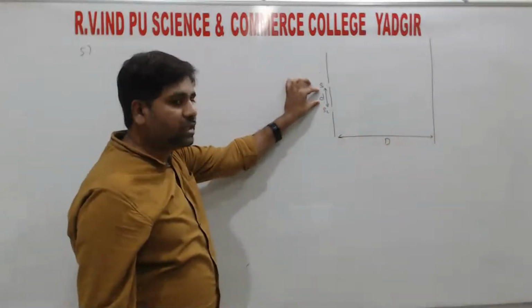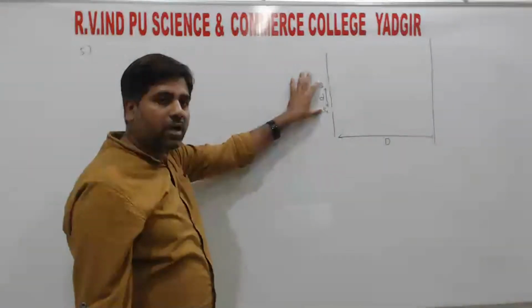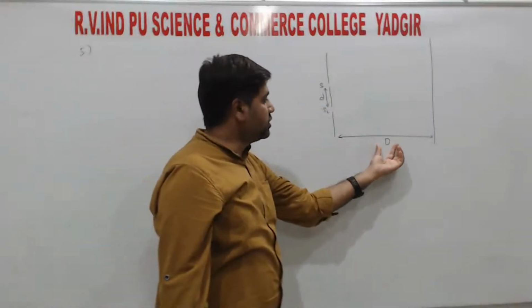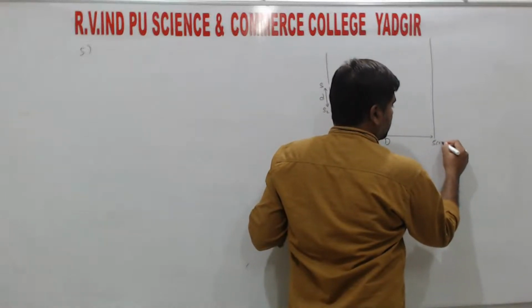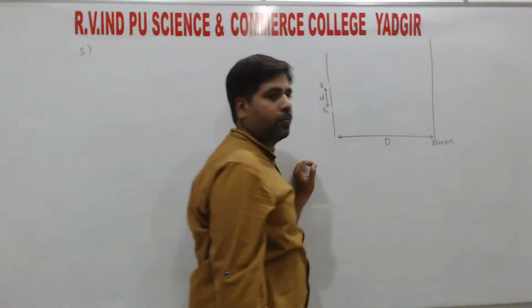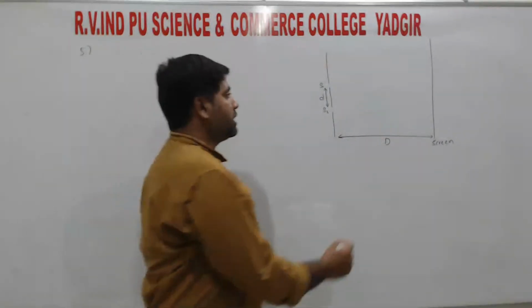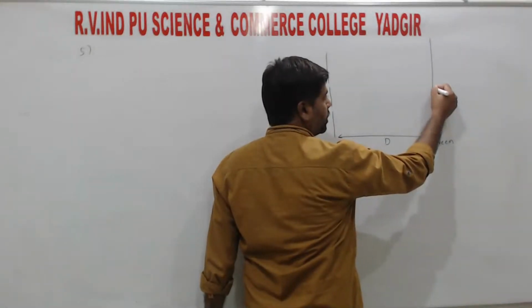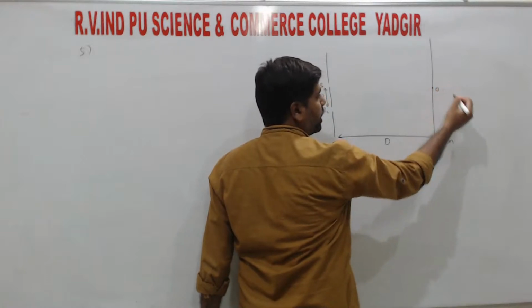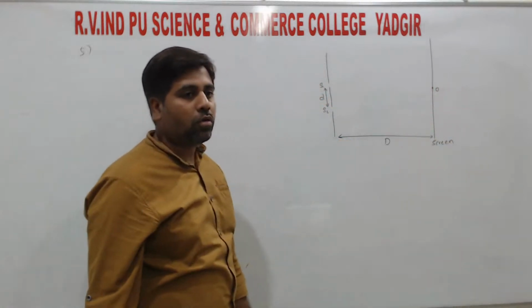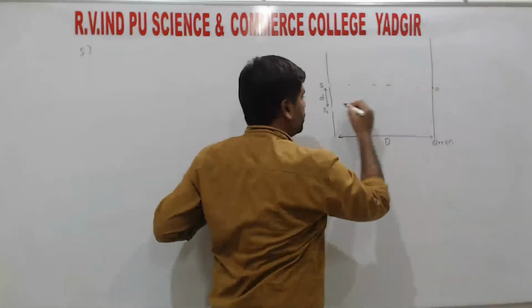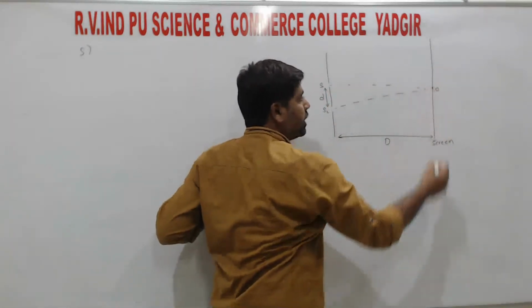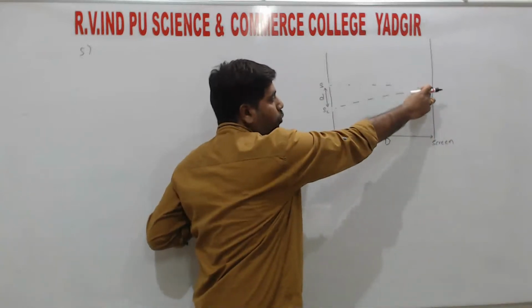So small d is the distance between the two slits S1 and S2, and capital D is the distance between the slits and the screen, right? So this is the screen. Exactly at the midpoint of the screen, we take that point as O. At O, the distance from S1 to O is equal to the distance from S2 to O, because O is at the midpoint on the screen.